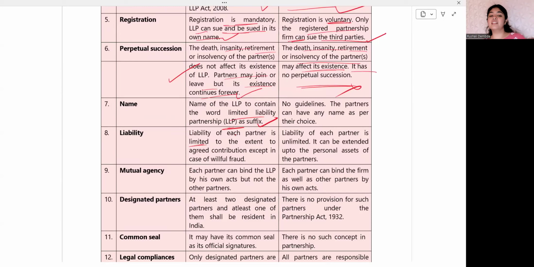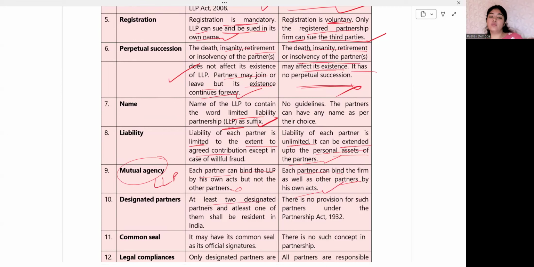Liability of each partner is limited in LLP to the extent of agreed contribution. Here, in partnership, liability is unlimited. It can be extended up to the personal assets of the partners. Partners will have to use their personal assets, their home, their house, their property, etc. to pay the debts. Each partner can bind the LLP by his own acts, but not the other partners. Here, LLP partners cannot bind other partners. In partnership, each partner can bind the firm as well as other partners. You can bind other partners also by your acts.